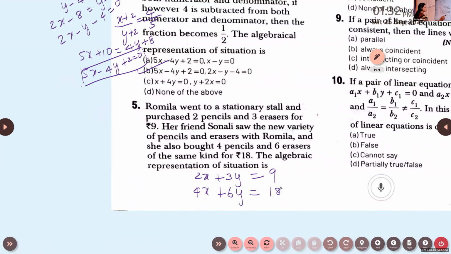When you multiply this first equation by 2, whether you'll get the second equation. Melvin, when you multiply the first equation by 2, will you be getting the second? Therefore, it is coinciding. Intersecting means what is the condition? A1 by A2 not equal to B1 by B2. Yes, ma'am. Okay, so here it is not intersecting.